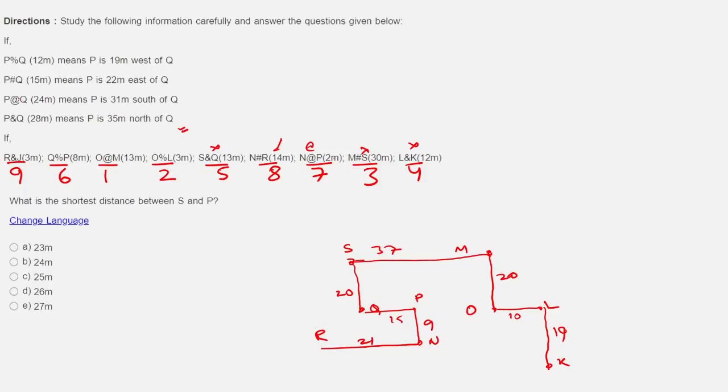R and J, this R is north of J. R is north of J. This should be my final figure, right? And this is by how much? 3 means it should be 10. Let's see. What is the shortest distance between S and P? This is 20, 15. Shortest distance. This is 5 3 the 5 4 the, it has to be 5 5 the 25 meters, right? This should be my answer.